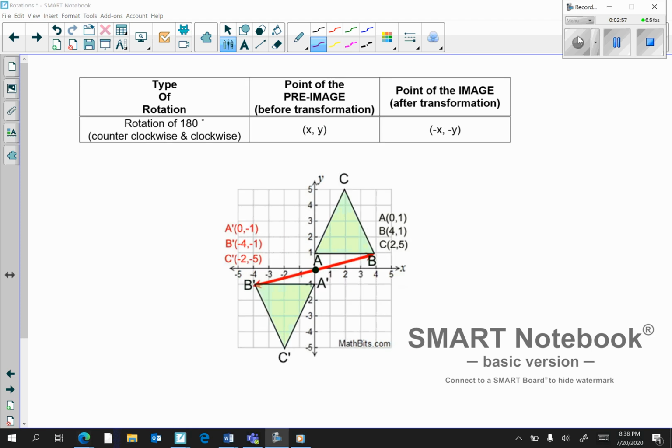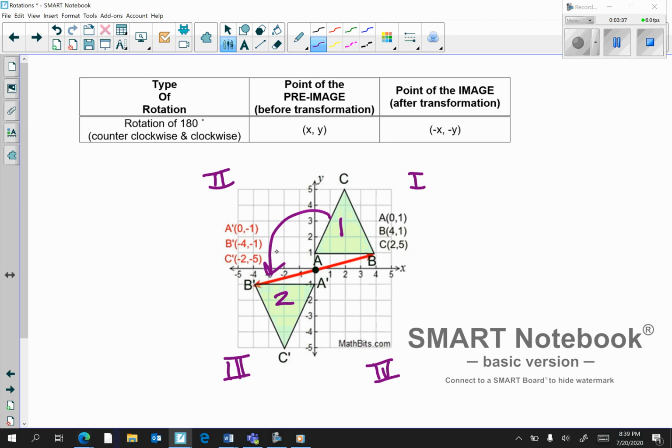Next, we have a rotation of 180 degrees. Again, I'm going to label all of my quadrants. So I'm going to start with my pre-image. Triangle ABC is 1, and triangle A prime, B prime, C prime is 2. So let's take a look. I am traveling from quadrant 1 to quadrant 3. I have moved over 2 quadrants. Therefore, I've rotated 180 degrees. So when I start in quadrant 1 and I end up in quadrant 3, it's a rotation of 180 degrees.